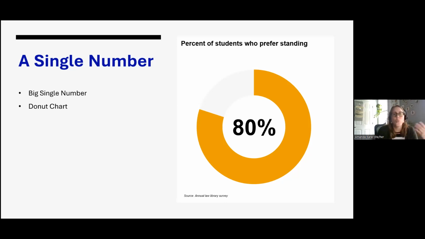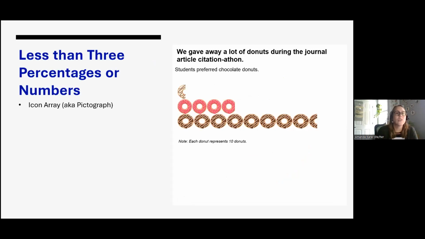Another great way to work with percents when there are less than 3 percentages or less than 3 numbers is to use an icon array. These are also called pictographs. Icon arrays really display one shape repeatedly. Sometimes the shapes are altered, typically by color, to show a proportion. These are a lot easier to interpret than a pie chart. And so the mental energy for interpretation goes towards memory instead, even if you're asking them to convert the image of 1 donut to represent 10. So each donut here represents 10 donuts, but the students preferred chocolate, and we gave away a heck of a lot of them during our journal article citation-a-thon.